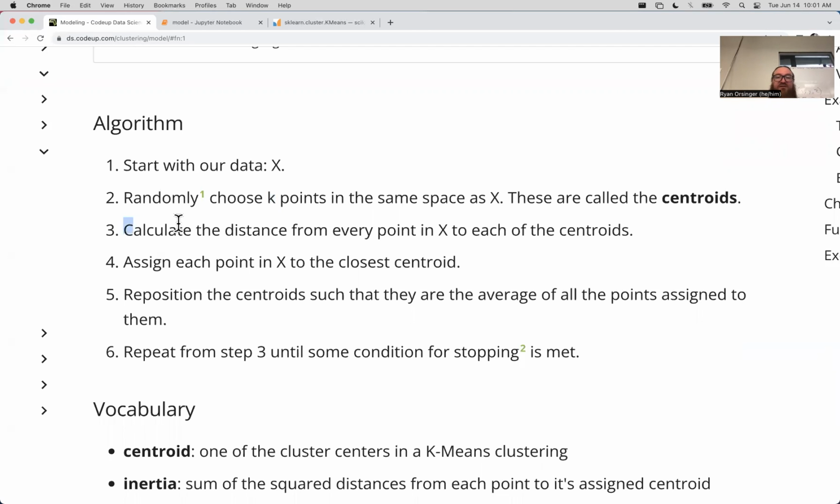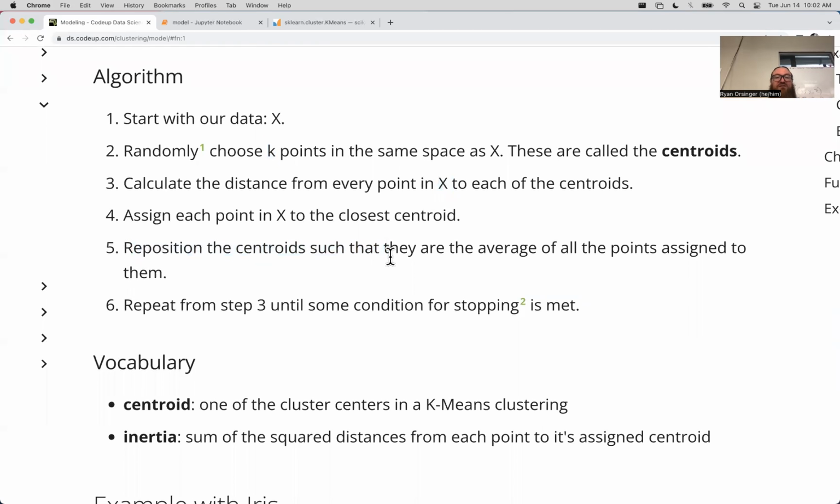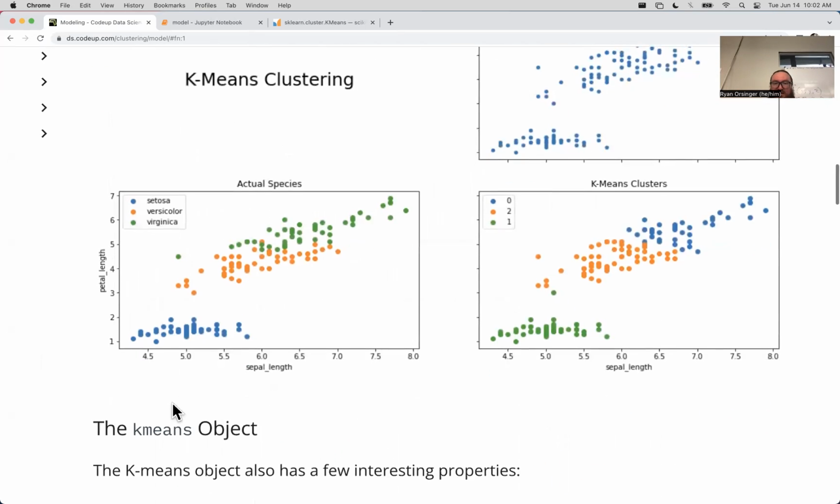And what the algorithm is going to do is calculate the distance from every point in the X data set to each of the centroids and assign each data point from the data frame to the closest centroid. Pretty simple so far. Now, this isn't going to be perfect. We reposition the centroids such that they are the average of all of the points assigned to them. This is kind of an iterative process. And then we repeat starting from step 3 until a condition for stopping is met. And the defaults are pretty good there. But I'll show this to y'all visually real quick.